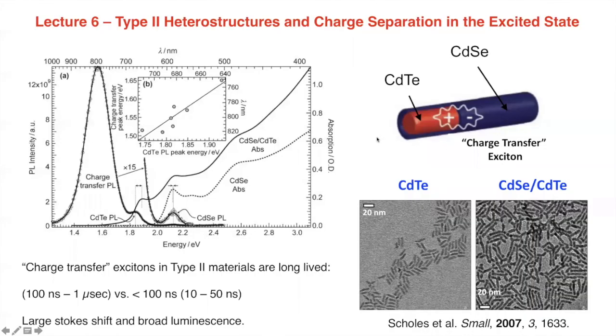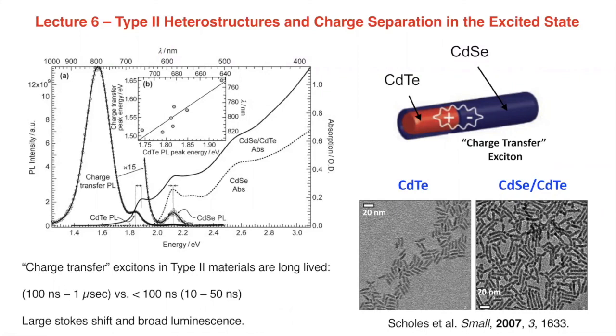So here's an architecture now where we've taken cadmium telluride and we've grown cadmium selenide onto it. So this is very similar to the seeded rods that we looked at before, except it's a type 2 situation. So in this situation, the hole prefers which material? Does anybody want to guess?